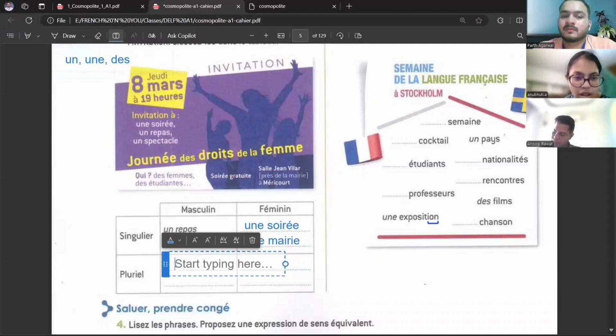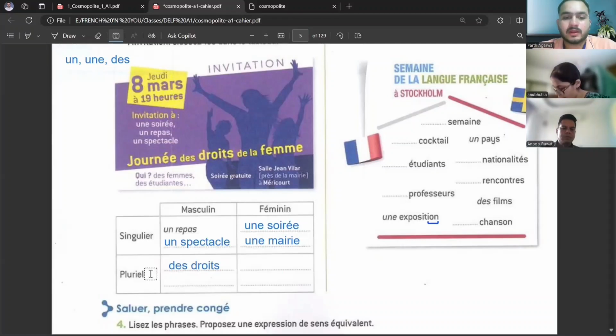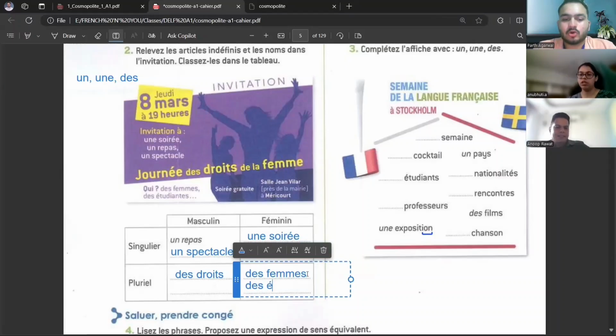Droit. Très bien. Oui, exactement. Des droits. Droit means the rights, right? Yeah. Des droits. Correct. Next, des femmes. Femme means the woman. Yeah. Des étudiants. Étudiant.